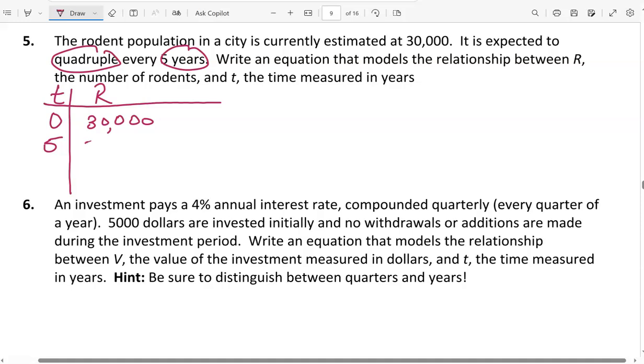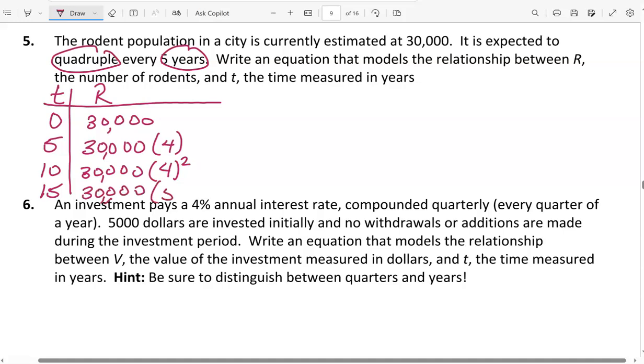So at the end of 5 years, 30,000 will have been multiplied by 4. At the end of another 5 years, so at T equals 10, 30,000 will have been multiplied by another 4. So 30,000 times 4 squared. At the end of 15 years, 30,000 times 4 raised to the third power.